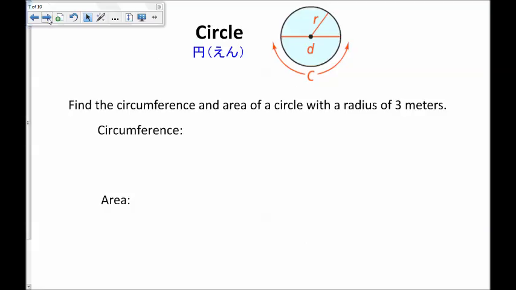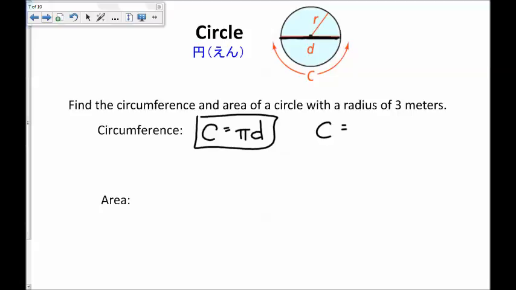The last shape is a circle. Find the circumference and area of a circle with radius 3 meters. Again, we are not ready to derive or come up with the equations for circumference and area, so I will give you these formulas. The circumference is pi times the diameter, and this is the diameter, or the circumference is 2 times pi times the radius, where this is the radius.